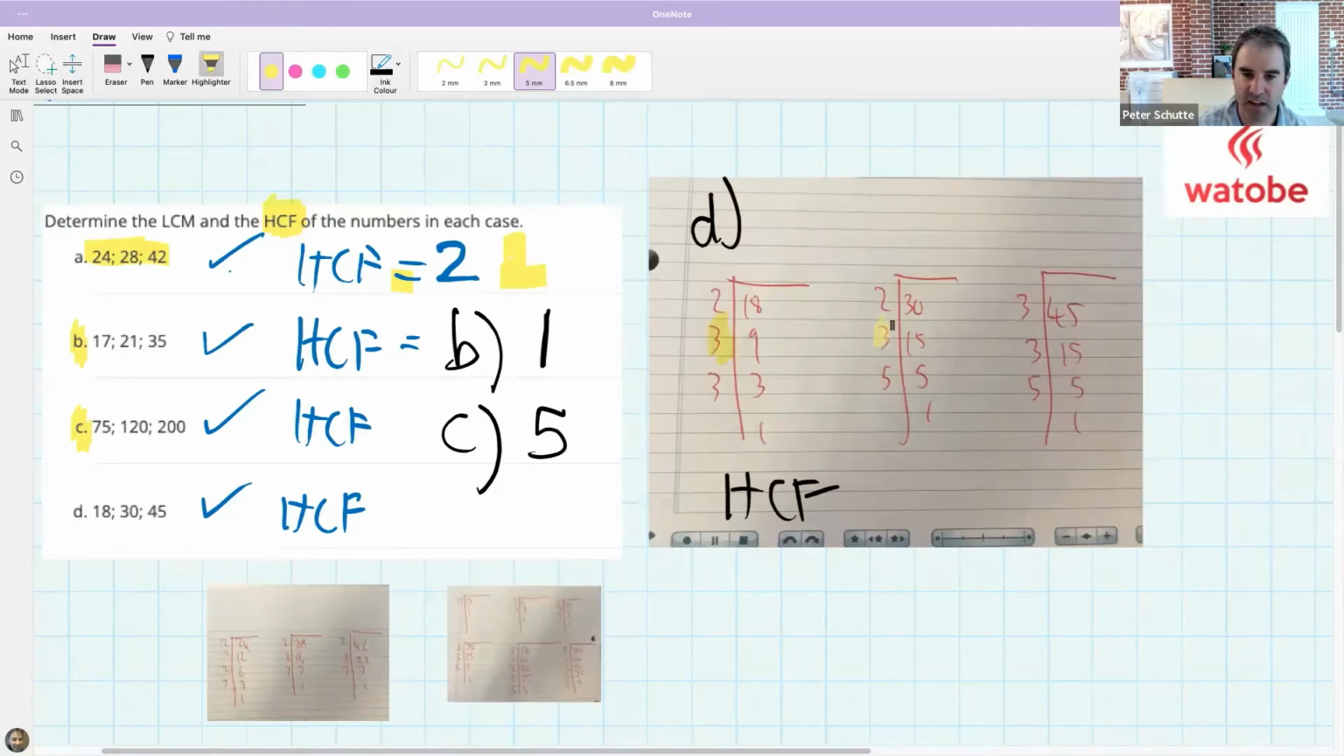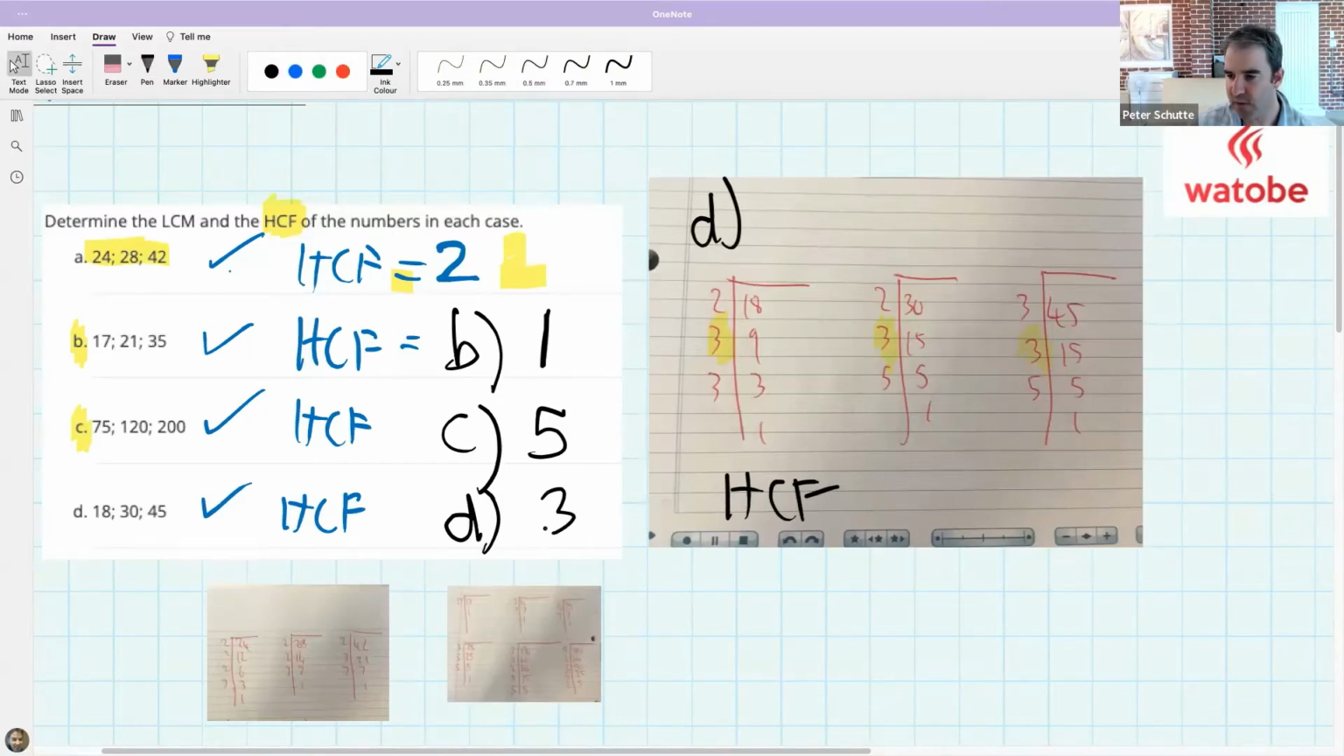Chat, it's 3, 3, and 3. So 3 is the only one that has a friend in every single number. I thought maybe 2, but you can see 2 has a friend next door, but it doesn't have a friend right across. So the highest common factor of this is going to be 3.